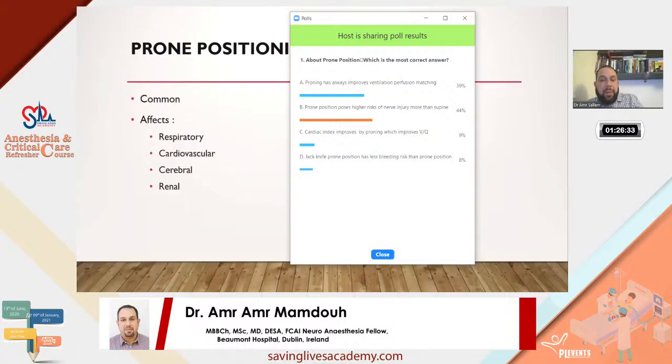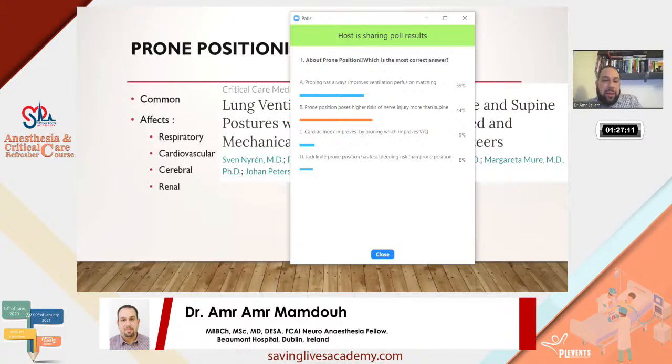So let's talk about the prone position a little bit and about its effects. It's a common position and it affects the whole system. All of us are aware of the respiratory effect and its outcome and improvement of the VQ matching, helping with ARDS and all of that. And the pathophysiology is a little bit tricky. We were depending on the gravitational theory to explain the improvement. It proposed and suggested that blood flow favors going to the dependent area, which is a better irrigated area.